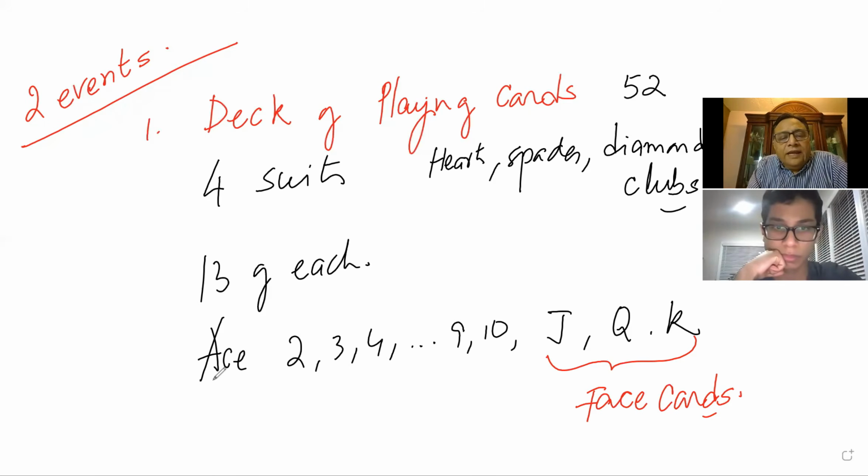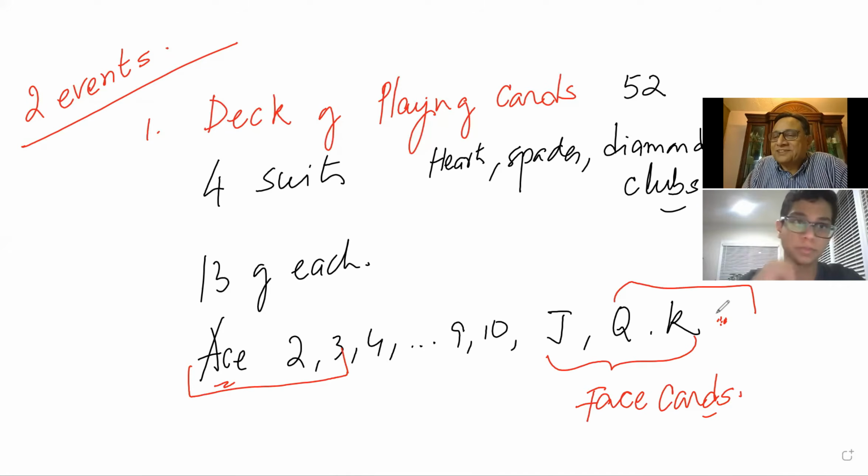Correct. Now, ace could be considered as one, and ace could also be considered higher than king. So ace can fit at both places, right? So when we say a sequence, in this case, ace, 2, 3 is numbers in a sequence, right? Ace, king, queen is also a sequence. You get the idea.